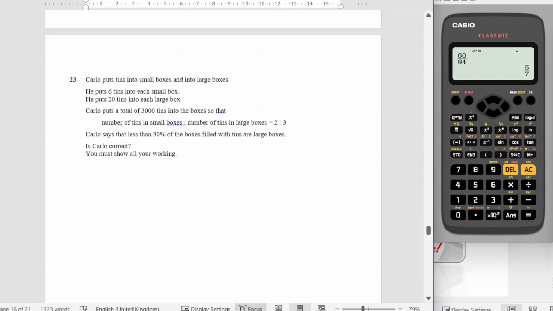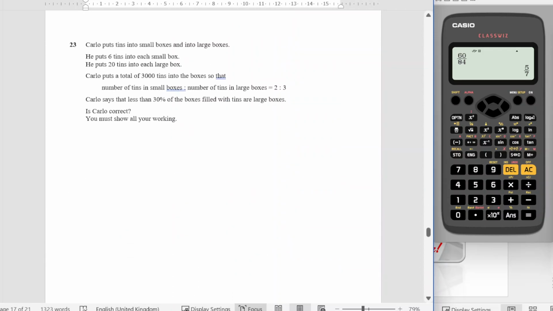Okay, question 23. Carlo puts tins into small boxes and into large boxes. He can put 6 tins into a small box and 20 tins into a large box. Carlo has 3,000 tins to put in boxes. The number of tins in small boxes to the number of tins in large boxes is 2 to 3. Carlo says that less than 20% of the boxes filled were large boxes. Is Carlo correct? We're going to come back to that final statement shortly. So the number of tins in small boxes to the number of tins in large boxes is 2 to 3.